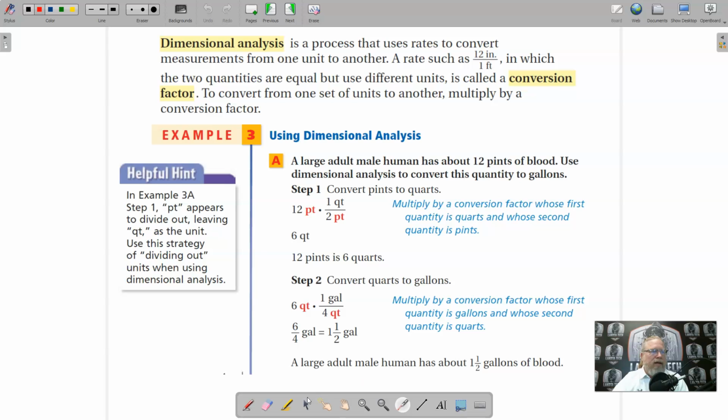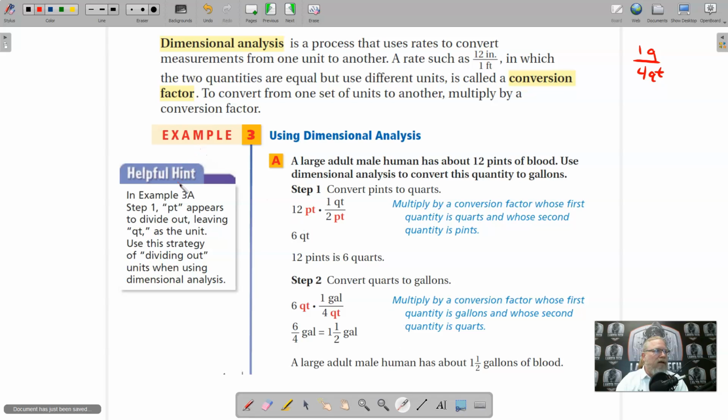So other examples of a conversion factor would be, if we had 1 gallon is equal to 4 quarts. This would be a conversion factor as well, because 1 gallon is equal to 4 quarts, but the numerator is in gallons and the denominator is in quarts. So that would be another example of a conversion factor.